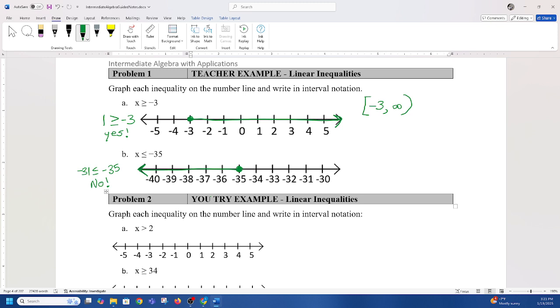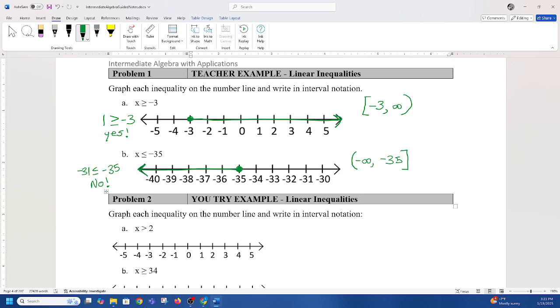Now this goes infinitely to the negatives, which means that there is no smallest number. Again, we are going to have to use the symbol of infinity, but because we're going to the left, we're going to call it negative infinity. Going all the way to the right, we go up to -35. Again, negative infinity is a concept, not a number, therefore we're using a soft bracket. We go up to -35, we have a solid circle, we use a hard bracket.